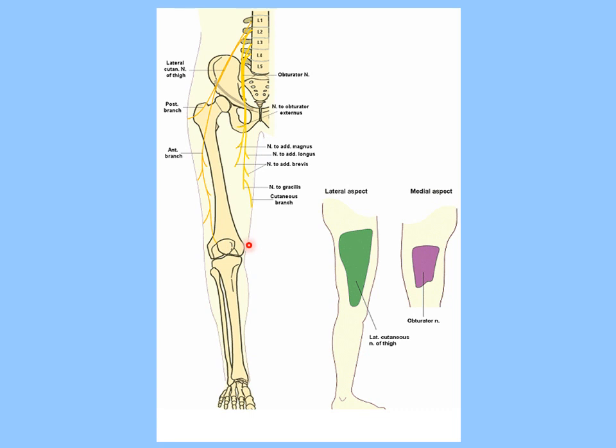Sensation from the medial knee, saphenous nerve. Sensation from the anterior thigh, femoral nerve. Sensation from the femoral triangle is the femoral branch of the genitofemoral nerve, and sensation to the lateral thigh would be via the lateral femoral cutaneous nerve.